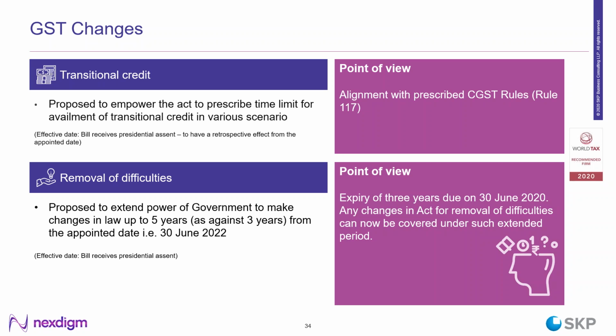Another small change which the government has made is that any order that the government seeks to introduce to remove any difficulties from the GST law, the law being still at a nascent stage, only 2.5 years old, the government has sought to give itself powers to remove any difficulties from the existing 3 years to now up to 5 years.